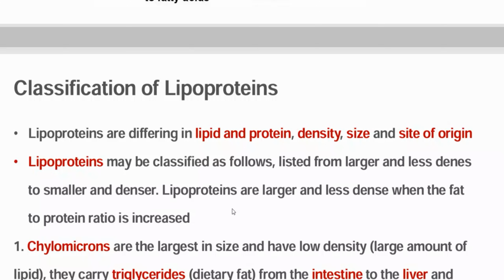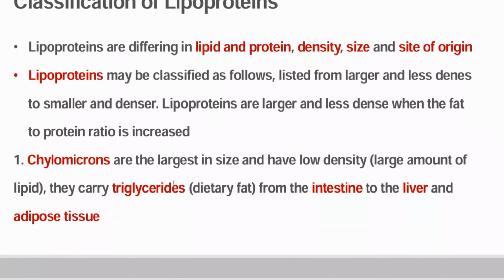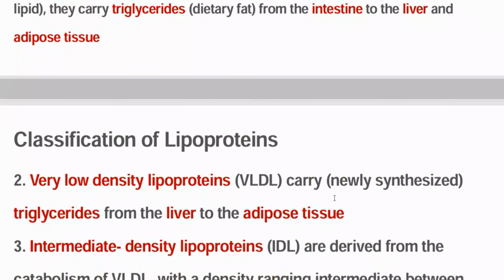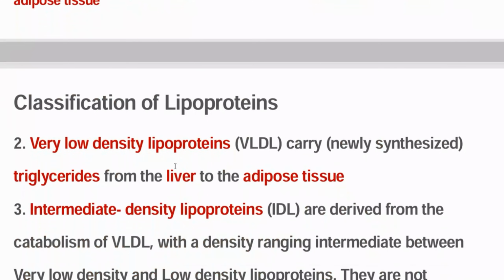First of all, the first classification is the chylomicron. These are the largest in size and have low density, with a large amount of lipid. They carry triglycerides, dietary fat, from the intestine to the liver and the adipose tissue. Second is the VLDL. Already we know the full form of VLDL, very low density lipoproteins. They carry triglycerides from the liver to the adipose tissue.